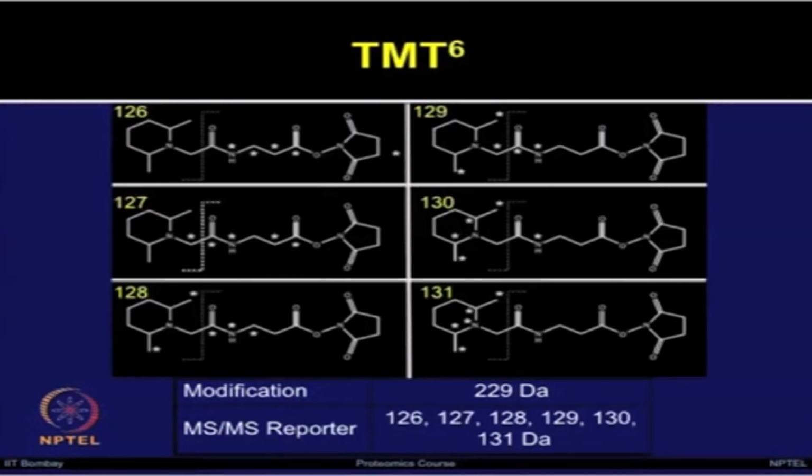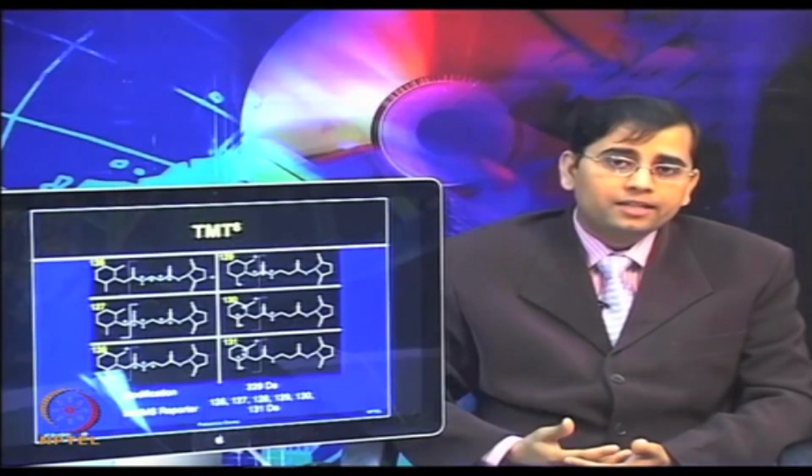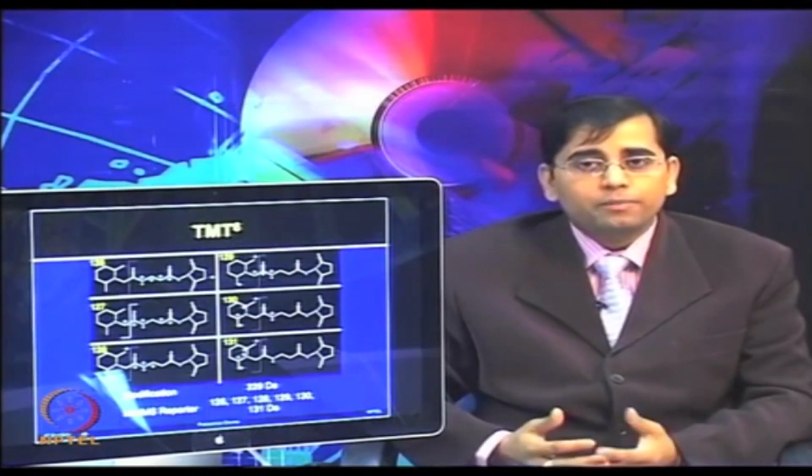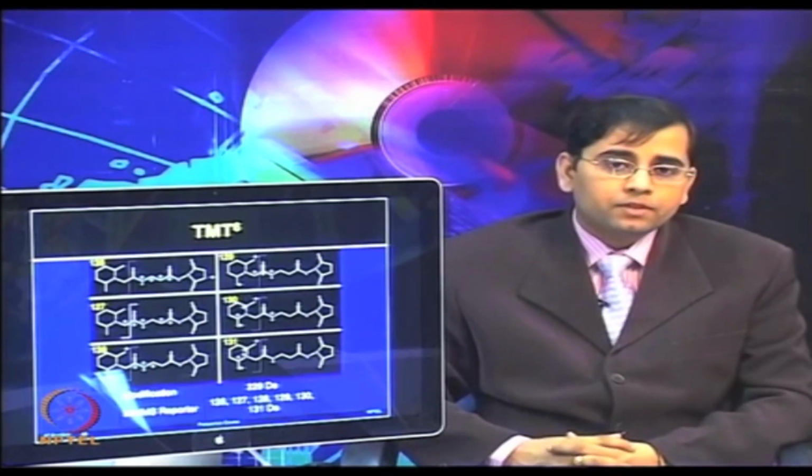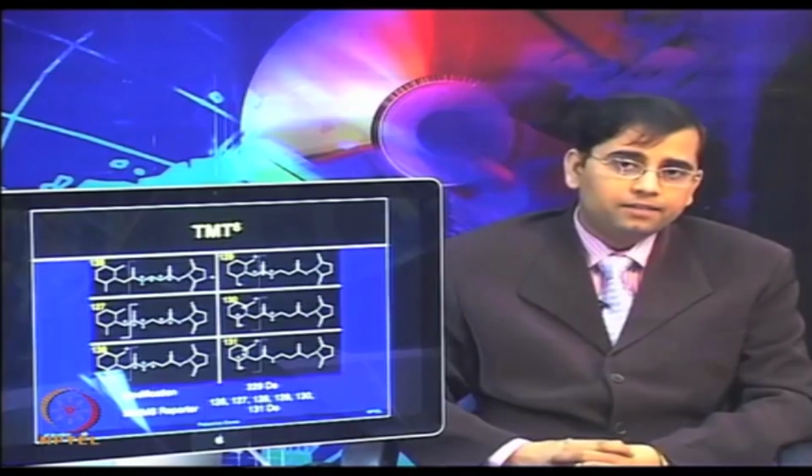Let us now look at the TMT 6-plex reagent. It allows the comparison of up to 6 conditions. The MS/MS reporter ions, as you can see in the structure, are 126, 127, 128, 129, 130 and 131 Daltons. So, the TMT 6-plex reagent allows comparison of up to 6 conditions. It could be useful for studying time courses, drug dose responses, replicates or looking at multiple sample disease comparisons. The modification is 229 Daltons.